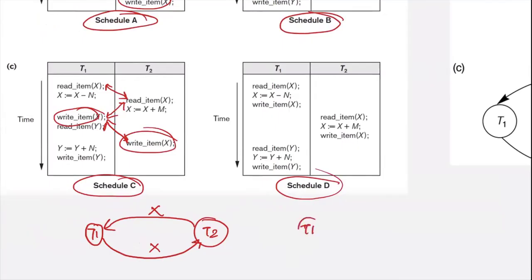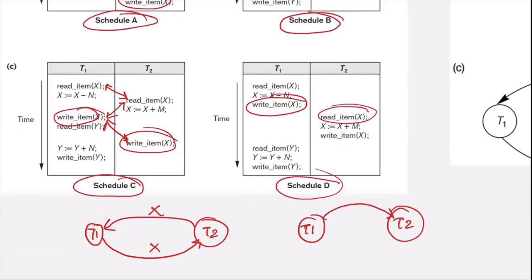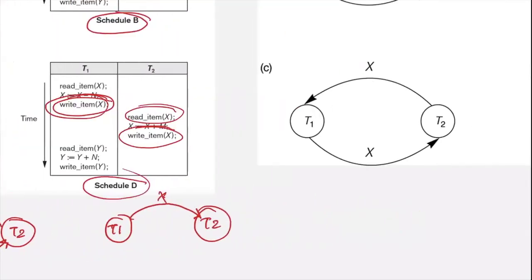So I have T1 and T2. I have conflicting operations here. T1 performs a write before a read, so T1 to T2. Then similarly, this one and this one are also conflicting. T1 does a write before T2 does a write. So again, it is in the same direction.